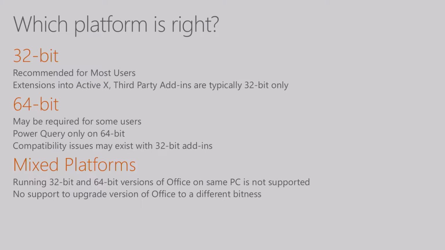So mixed platforms, running a 32-bit of the Skype for Business client and then 64-bit of Outlook is not going to be supported. Most times the installer will catch it and block that. And then my favorite word, bitness. There's no support for upgrading from 32-bit Office 2010 to 64-bit newer versions.